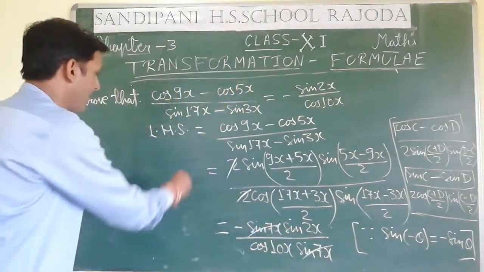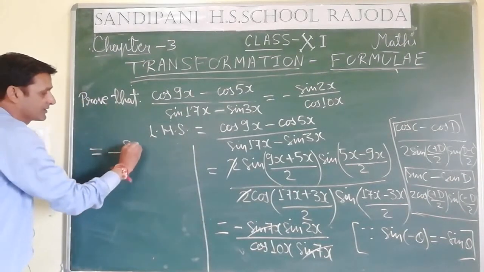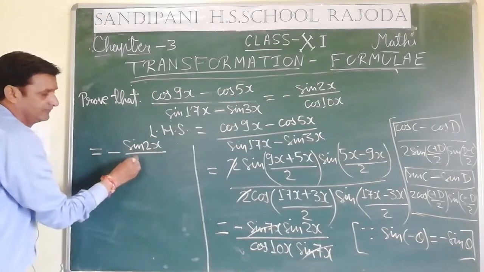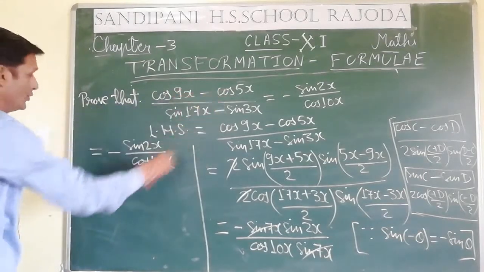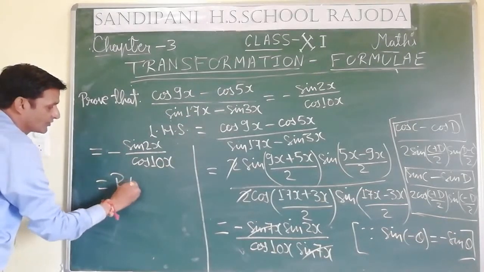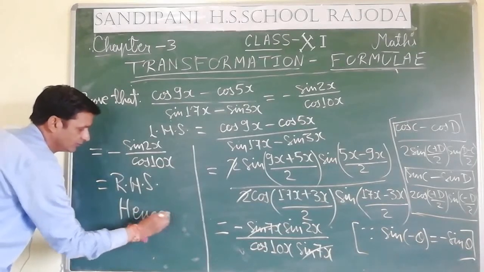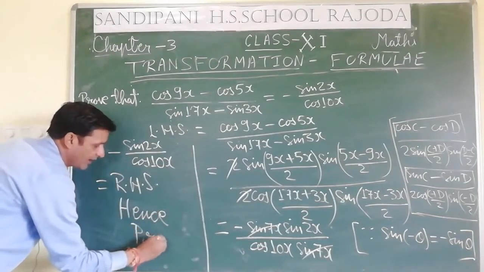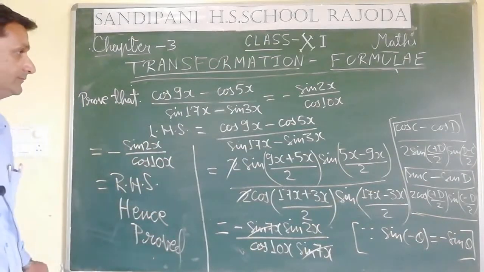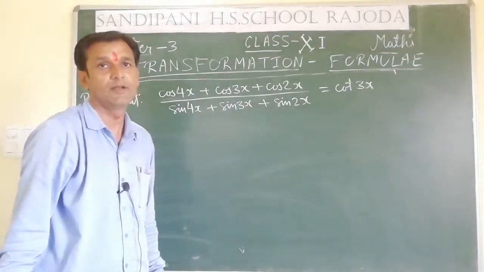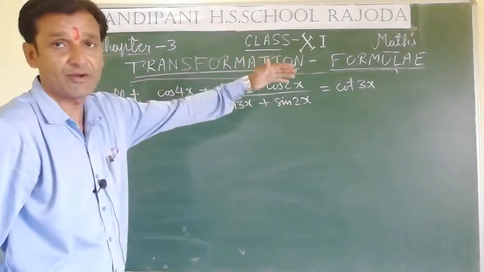Now it is minus sin 2x upon cos 10x, that is equal to our RHS. So we may write here, hence proved. So this is one example I have told about the transformation formula. Now I am telling another question related to the transformation formula.